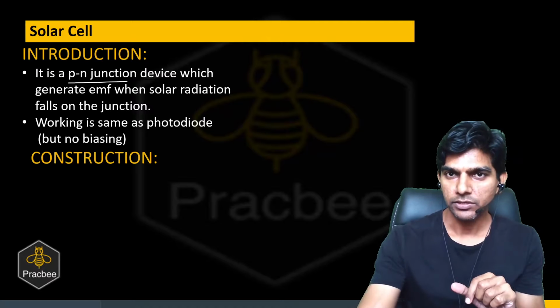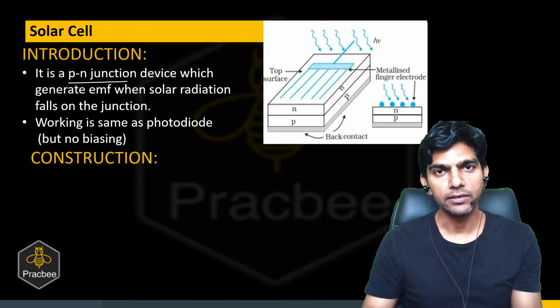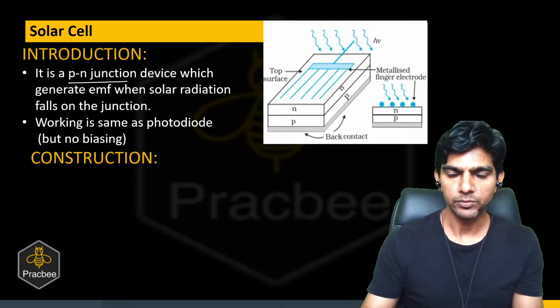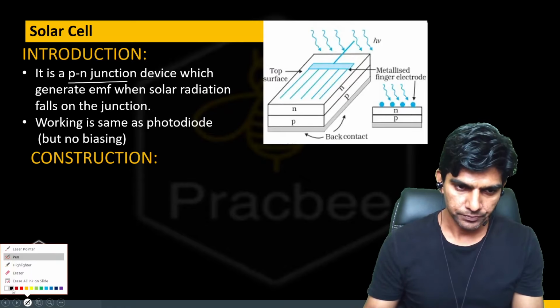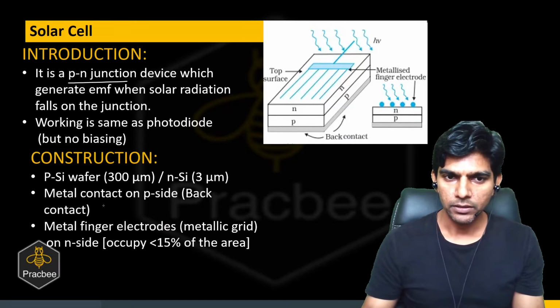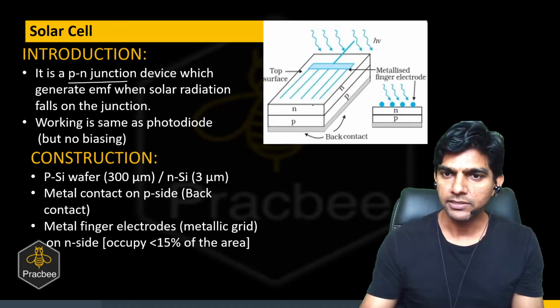And what is the construction? Let us see the basic construction. This is the diagram which I got from the NCERT book. Can you see we have a PN junction here, and if you look, the P side is thick and the N side is thin.